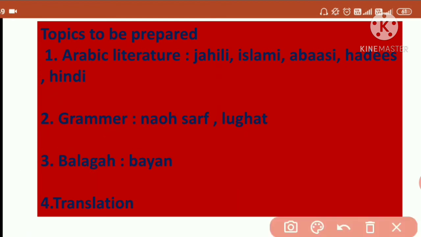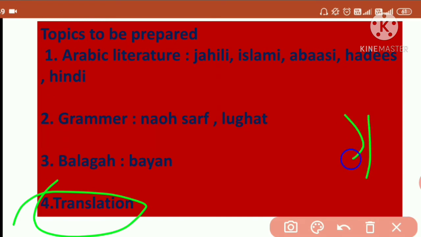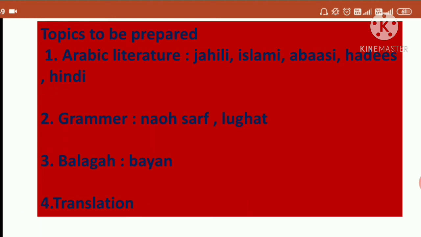And the fourth portion is translation, يعني الترجمة. In this portion you have to learn and remember some words from economics, from politics, and many different fields. You will have different books in this portion, but you can also take help from Google and Wikipedia.